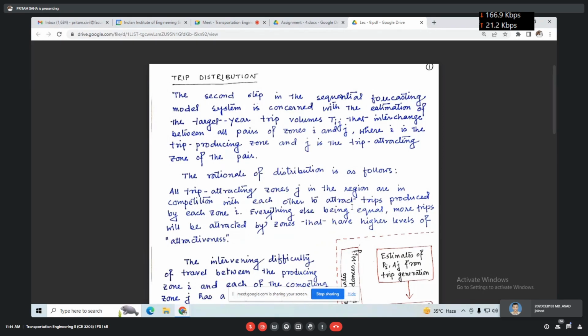Now, in this process of determining trip interchange between any two zones I and J, we will be trying to develop an effective model. You understand that a trip between any two zones will of course depend on attractiveness. Let me clarify this part. Suppose you need to make a trip for shopping. Suppose today you have decided to make a trip for shopping, and you would like to visit a shopping mall.